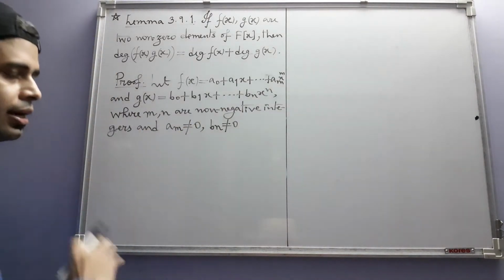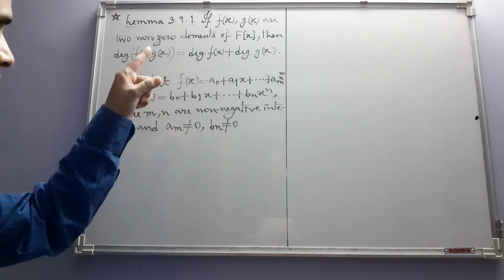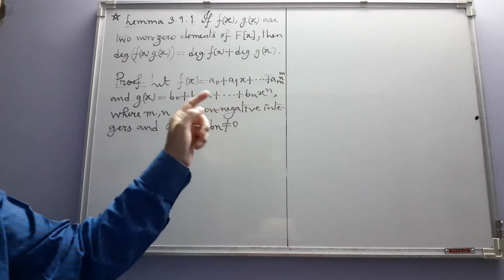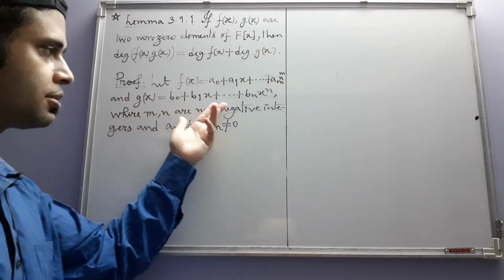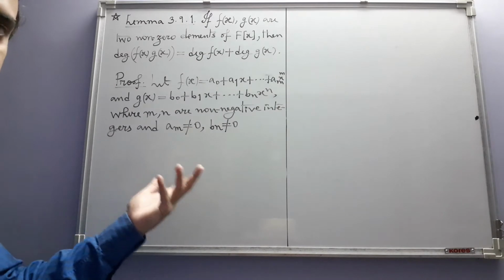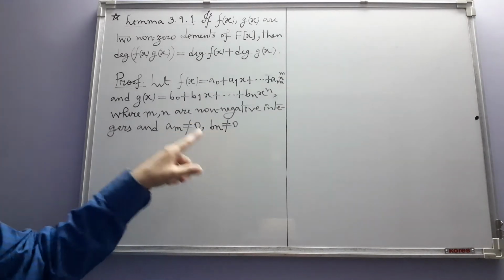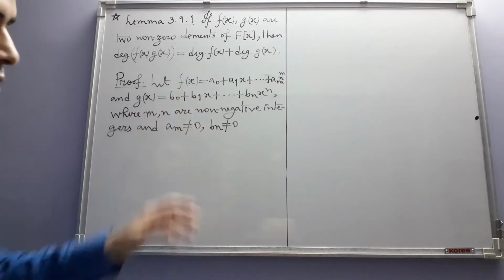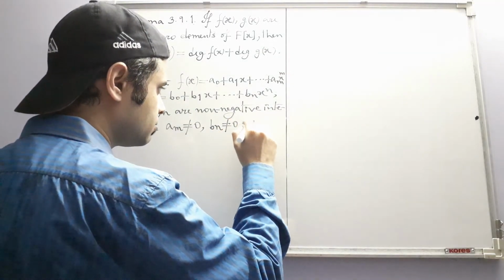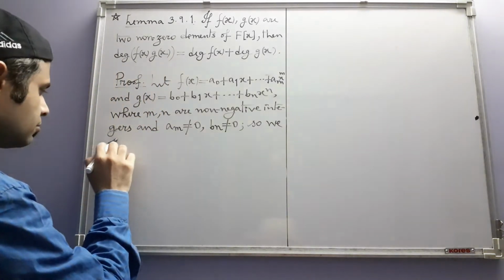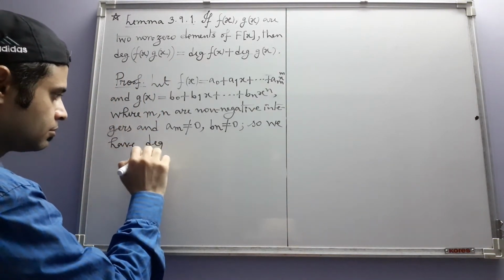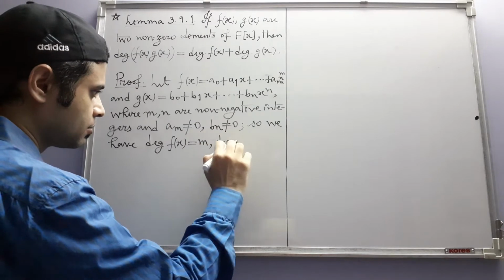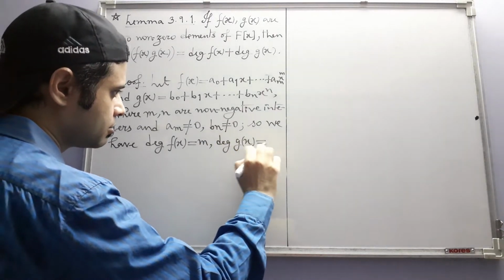See, we will get non-zero coefficients because the polynomials are given to be non-zero. So we cannot have all the coefficients of f to be 0. Similarly, all the coefficients of g cannot be 0. So we will get non-zero coefficients, and m and n are the highest levels for which the corresponding coefficients are non-zero. So they will determine the degrees of these polynomials. So you can see that degree of f(x) is m and degree of g(x) is n.